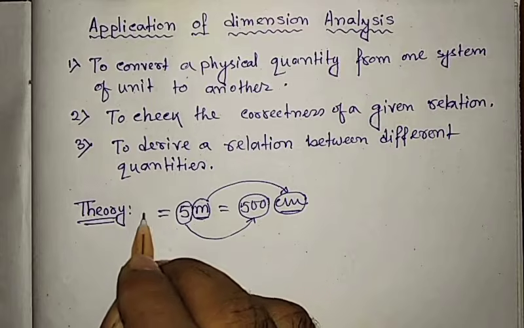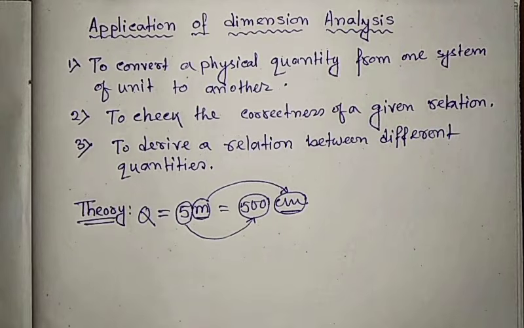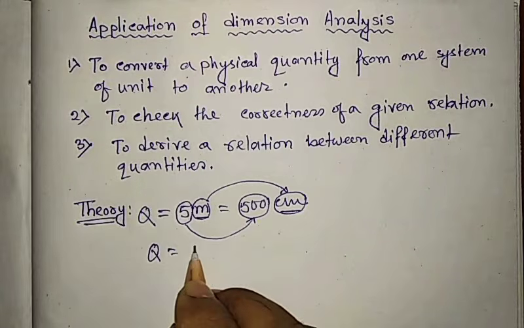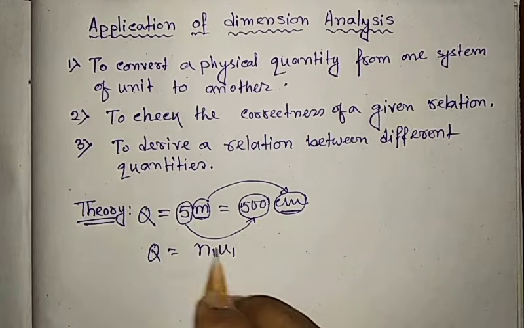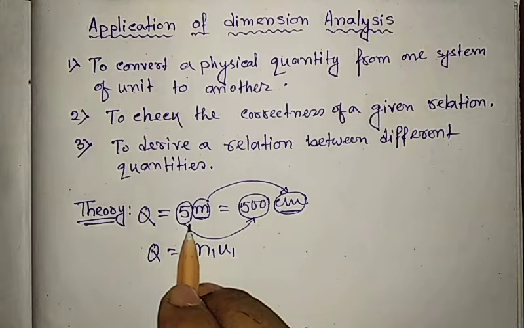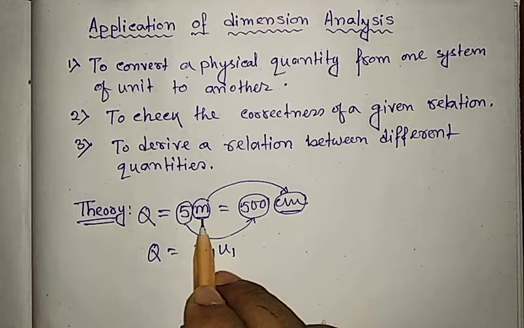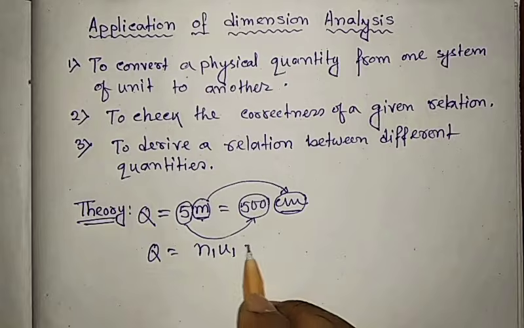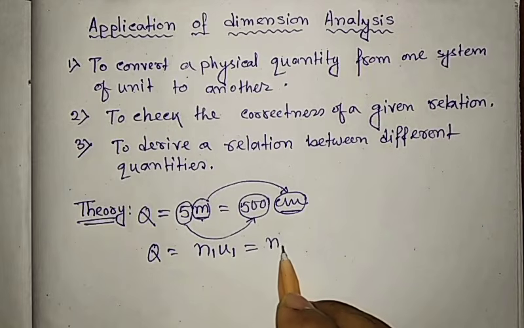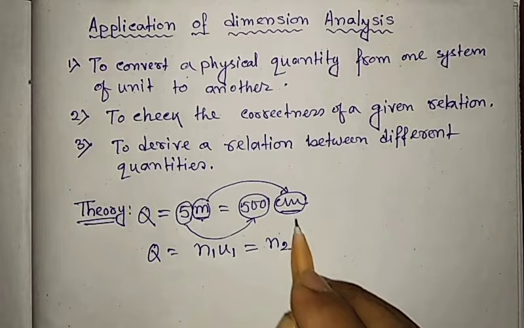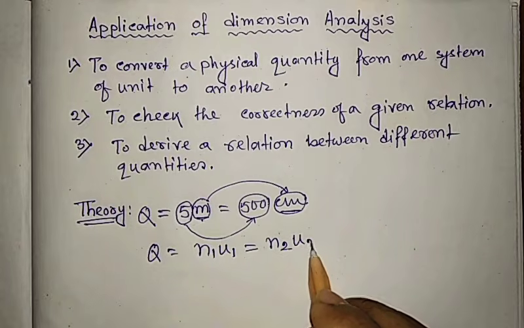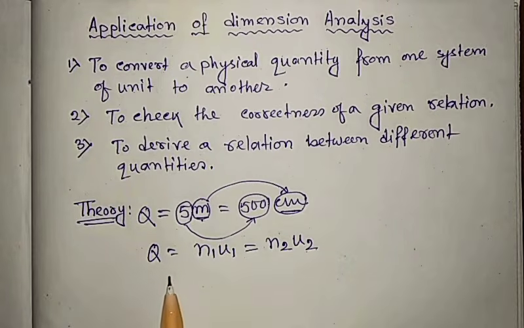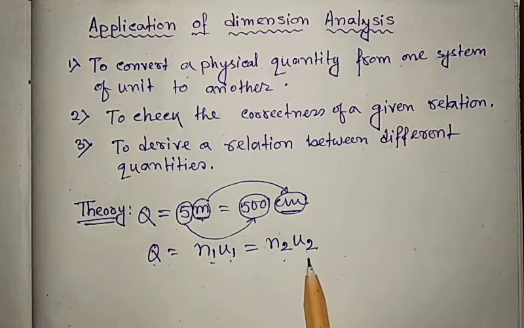So this is equal to Q, the quantity. So we know that Q is equal to N1 U1, where this is N1, the magnitude of the quantity, and this is the unit of the quantity, equal to N2 U2, the magnitude and unit in the other system. So Q is equal to N1 U1 equals N2 U2.